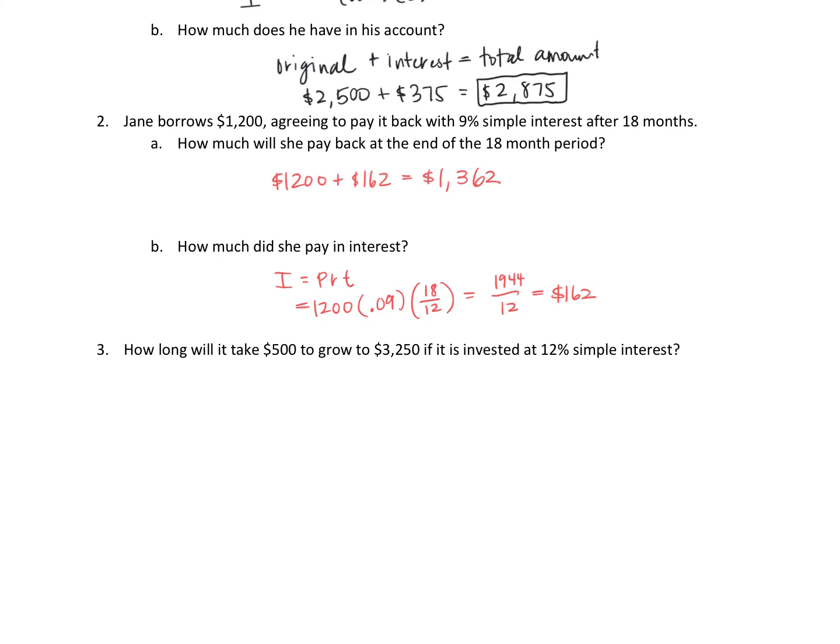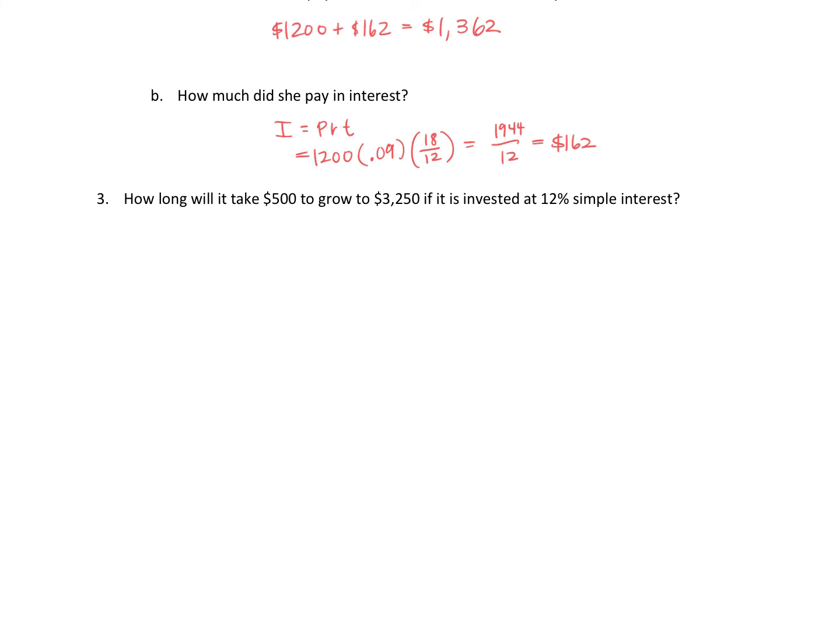Okay, we've got one last example, number 3. How long will it take $500 to grow to $3,250 if it is invested at 12% simple interest? So in this one, notice that we're asked how long. So in this, we are actually looking for the time. So let's look at the formula that we have, I equals PRT, and see what information we're given. So how long will it take $500 to grow to $3,250? Okay, so we don't even know the interest, but we can find the interest from that because that's what we would need for our formula.